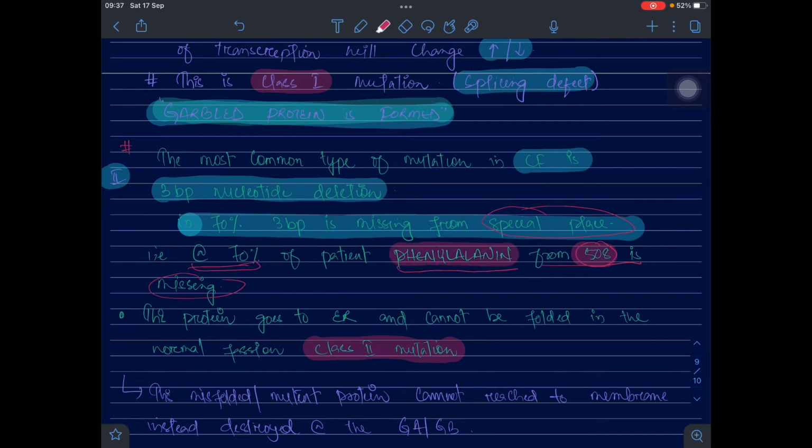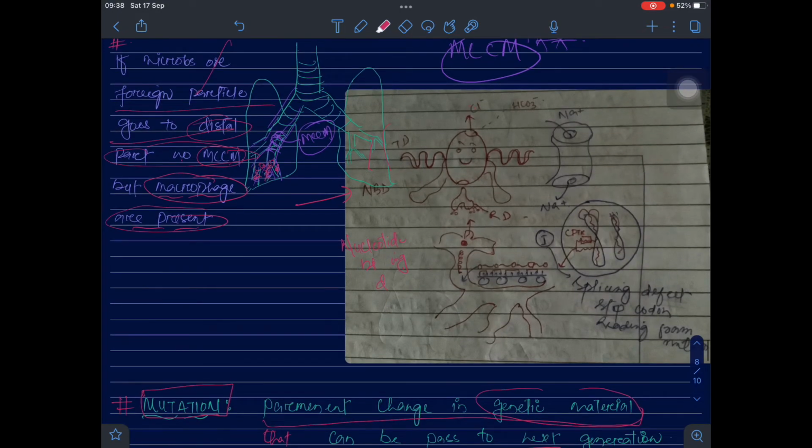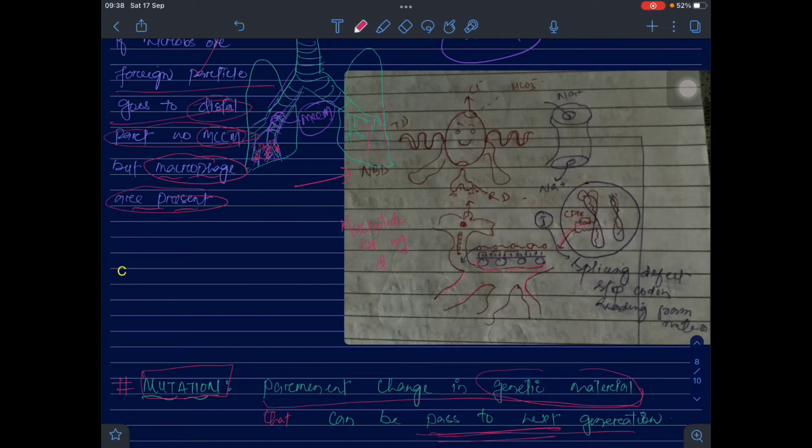This is known as class 2 type of mutation. See, this is known as class 2 type of mutation. The protein goes to the endoplasmic reticulum. See here, what happens is, from position 508 the phenylalanine is not there, so due to absence of phenylalanine this will be misfolded. Okay, here it will be misfolded.